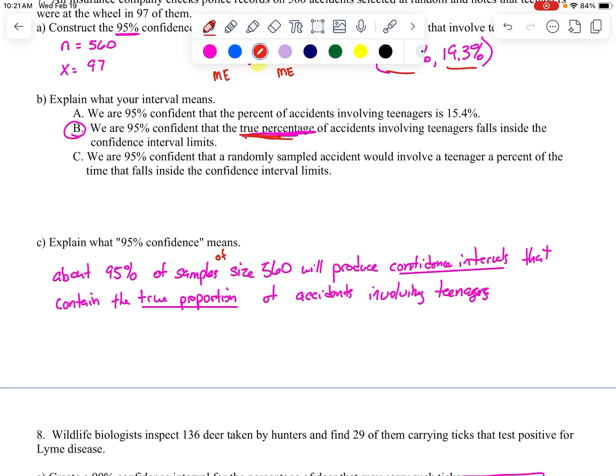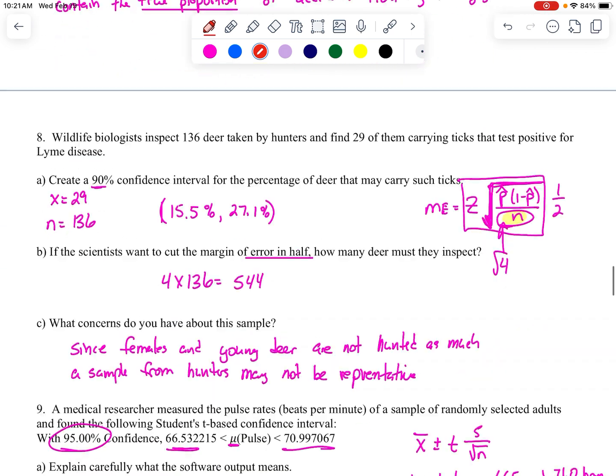Number 8. A wildlife biologist inspects 136 deer taken by hunters. 29 of them are found carrying ticks that test positive for Lyme disease. All right, so again, since it wants us to create a 90% confidence interval, we know that X is 29 and the other part is 136, and it's 90% confident. So again, this is all calculator driven.